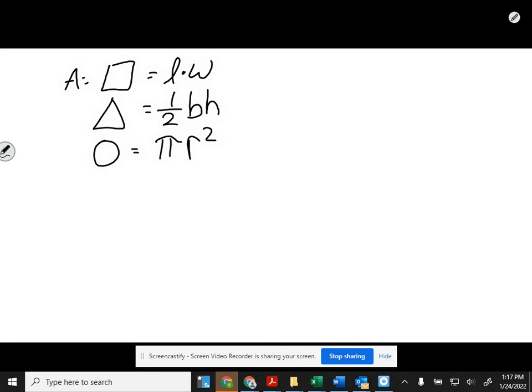So if your base is an 8 and your height is a 4 and you want to do 1/2, you could take a half of the 8 and do 4 times 4, or you could do 8 times 4 is 32 and take a half of that, divide by 2.